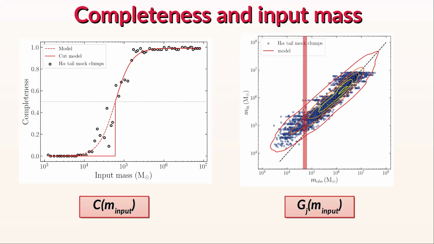The idea essentially is that for each clump of which we have an observed mass, for example this red line, we have a Gaussian distribution with the interval of possible input masses, the intrinsic masses of the clumps. So we are able to recover the intrinsic mass of the clumps.